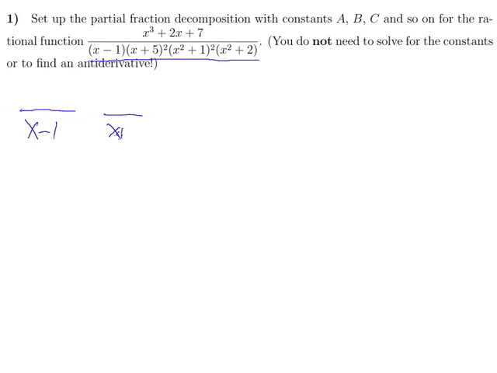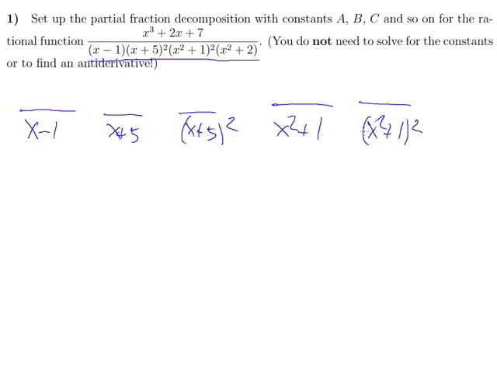We get x plus 5, and this occurs to power 2, so we also get something with x plus 5 squared. We get x squared plus 1, and again, because it occurs to power 2, we get it twice, and we get a term for x squared plus 2, and we get this once.